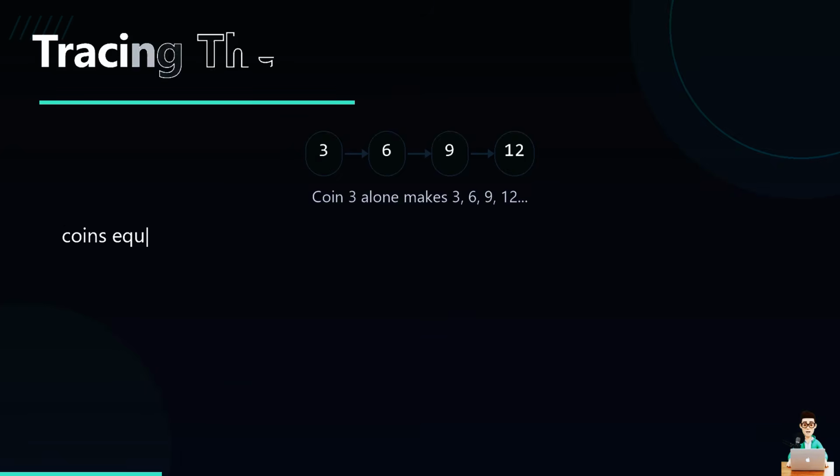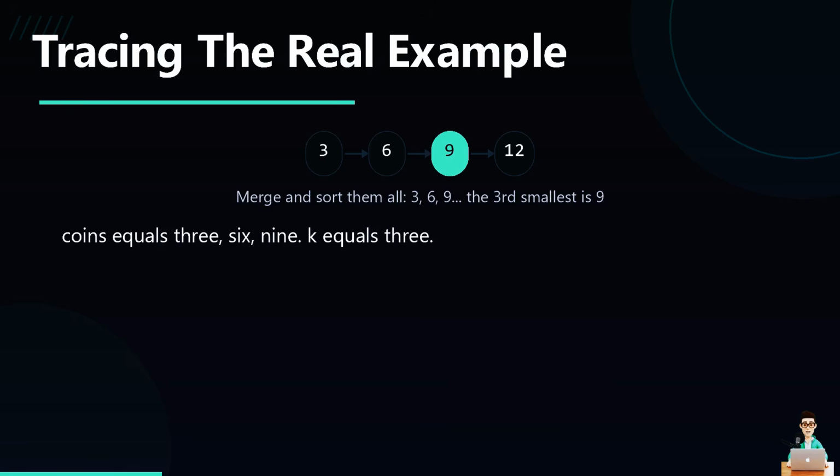Let's trace the real example, coins 3, 6, 9 and k equals 3. Coin 3 gives 3, 6, 9, 12. Coin 6 gives 6, 12, 18. Coin 9 gives 9, 18, 27. Merge every one of those lists, sort it, and the amounts are just 3, 6, 9, 12 because 6 and 9 are already multiples of 3. Nothing new sneaks in early. The third smallest amount is 9, which is exactly the answer.